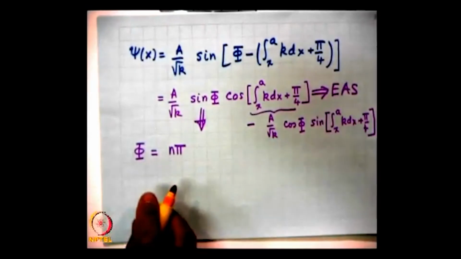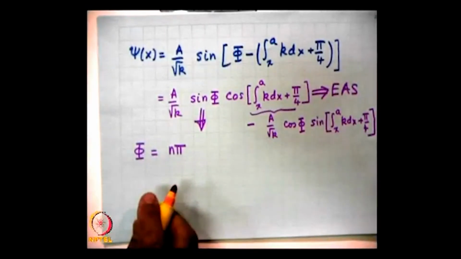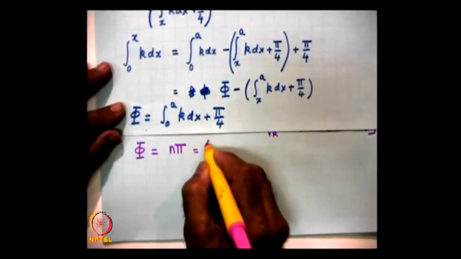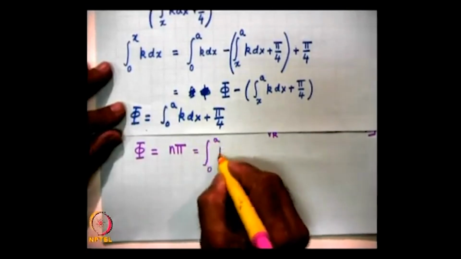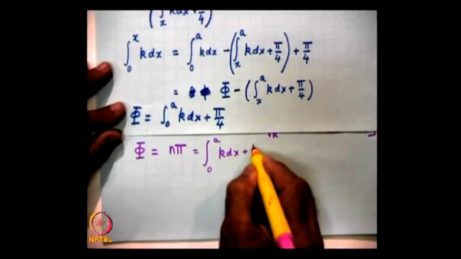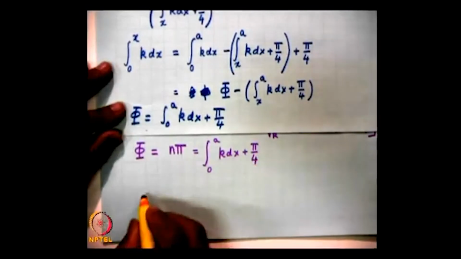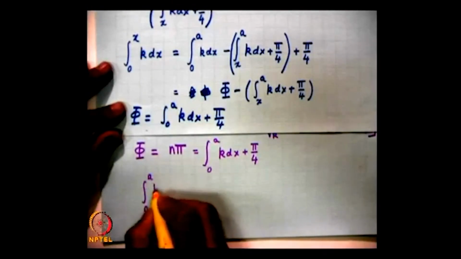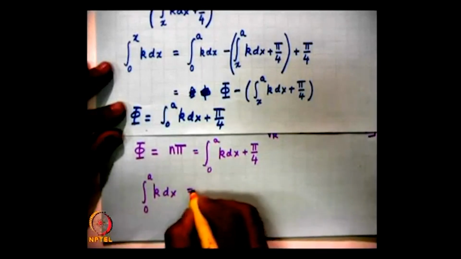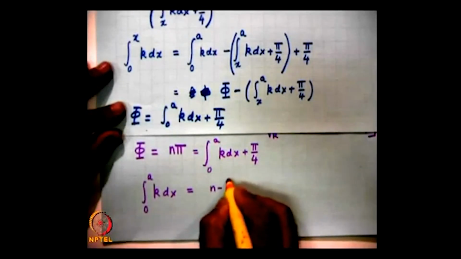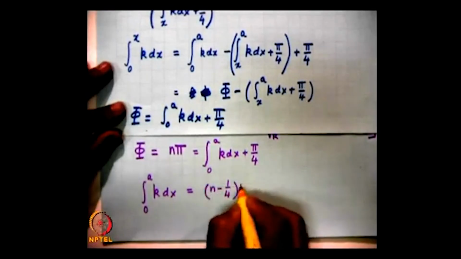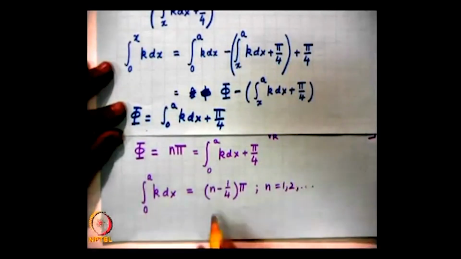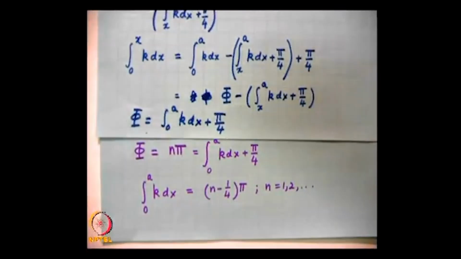And what was my phi? Phi was equal to the integral from 0 to a of k dx plus pi by 4. Therefore, the eigenvalue condition will be that the integral from 0 to a of k dx is equal to (n minus 1/4) pi, and n will of course take 1, 2, 3, etc. So, it is not (n plus 1/2) pi for such a problem.